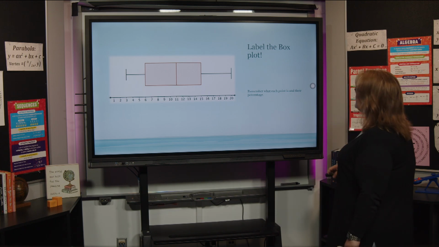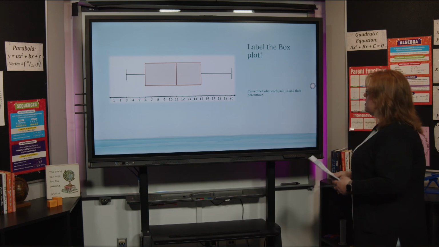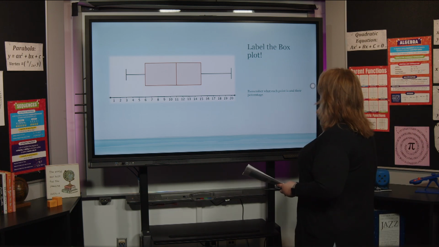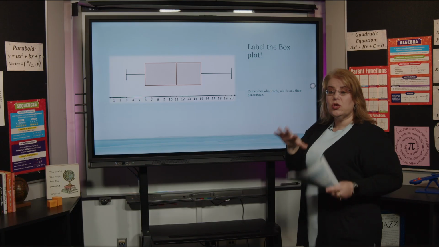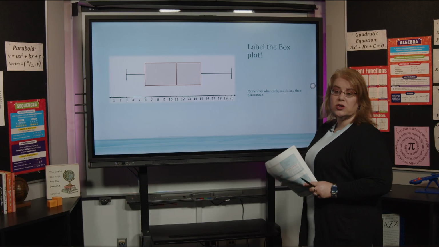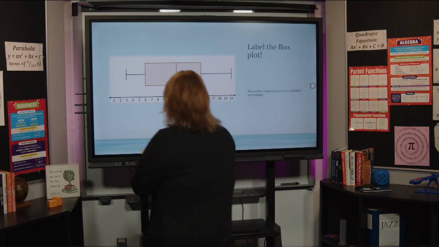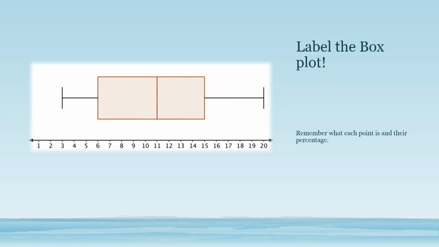All right, so let's label this box plot. So remember what each point is and its percentages. I'm going to go ahead and label this. You label it on your paper to make sure that you're understanding what we got. So here we go. The first thing I'm going to put is my minimum and my maximum. Those are the easiest ones to remember.